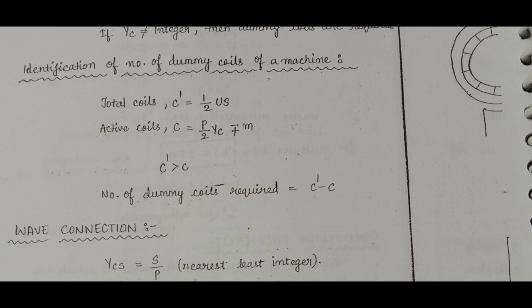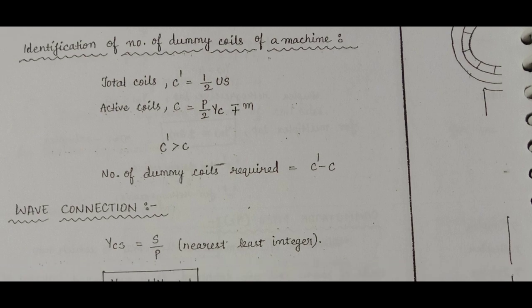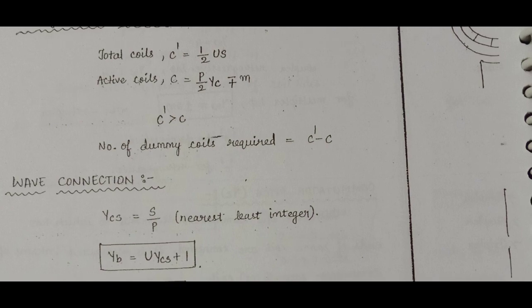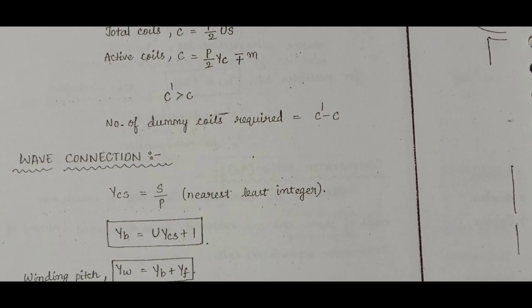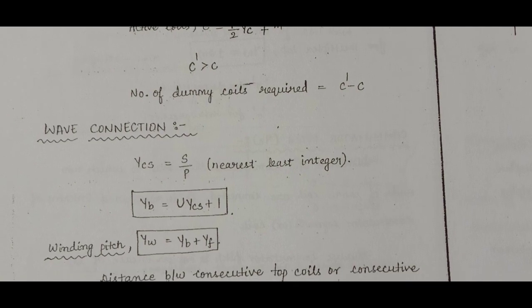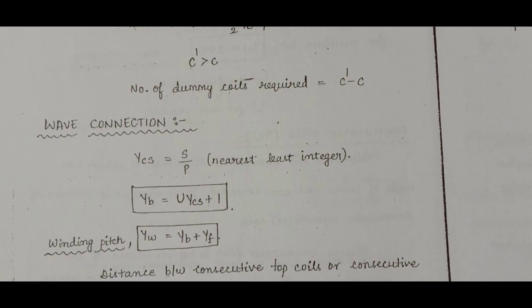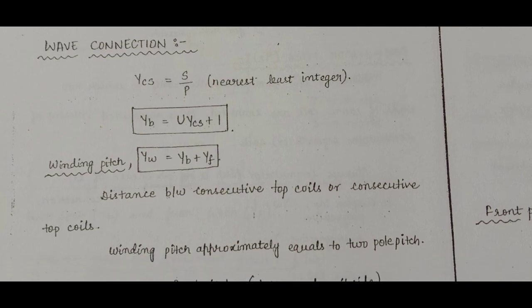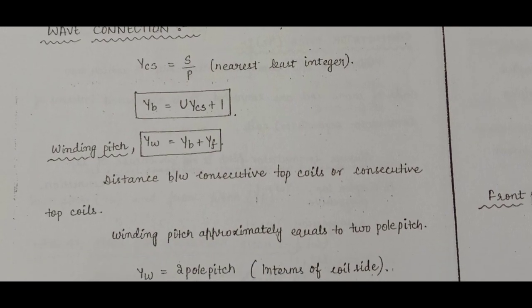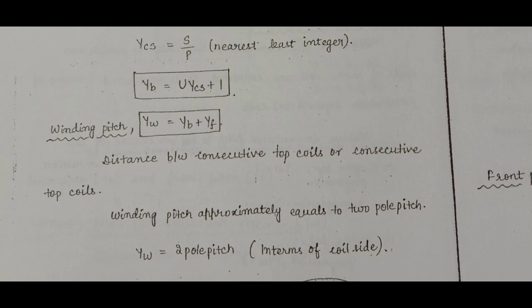So total coils C dash equals (1/2) U/S. Active coils C equals (P/2) YC plus or minus m. If C dash is greater than C, the number of dummy coils required equals C dash minus C. Wave connection: YCS equals S/P, and YB equals U·YCS plus or minus 1.